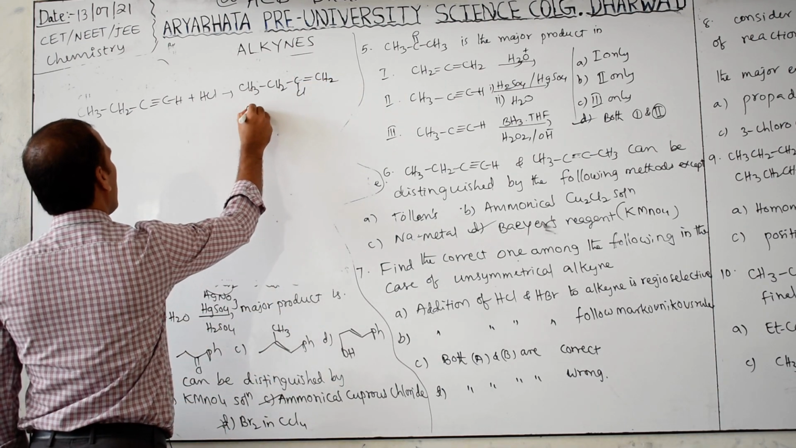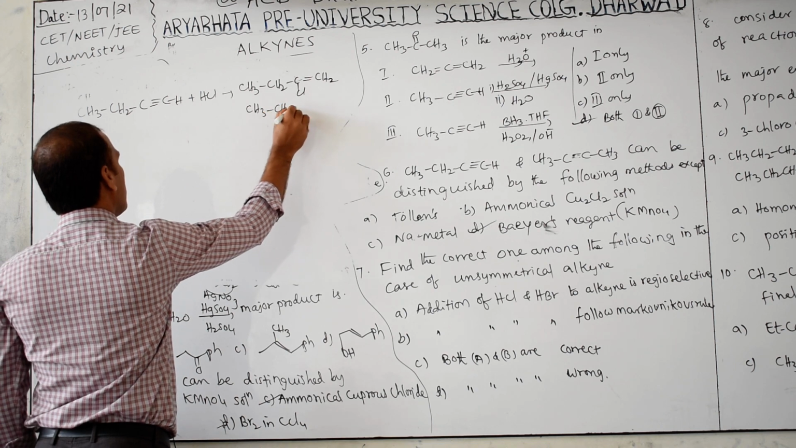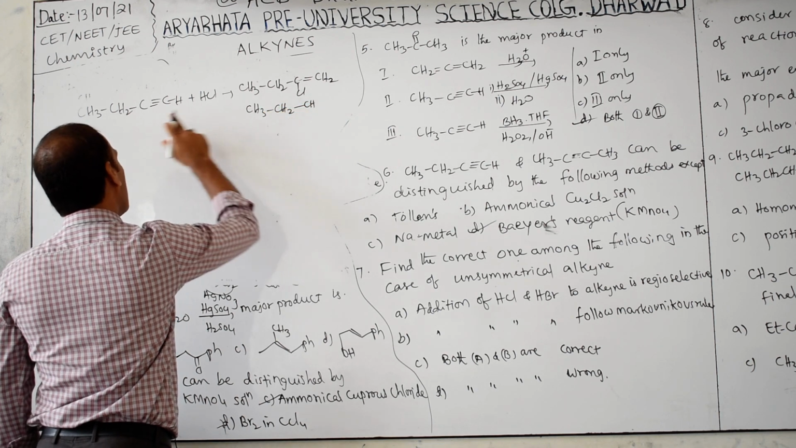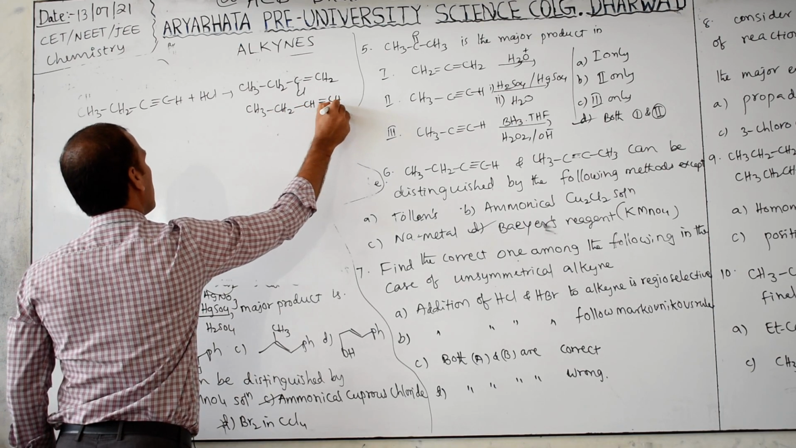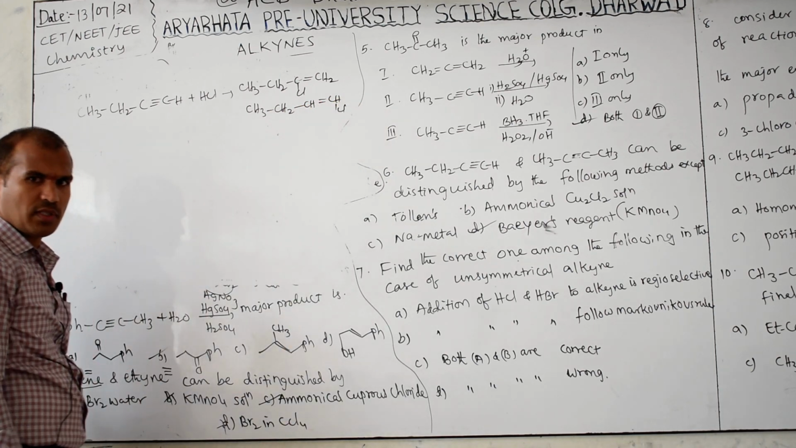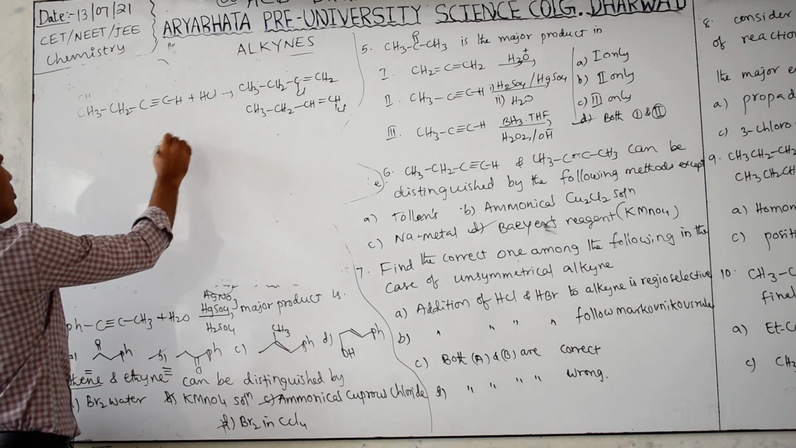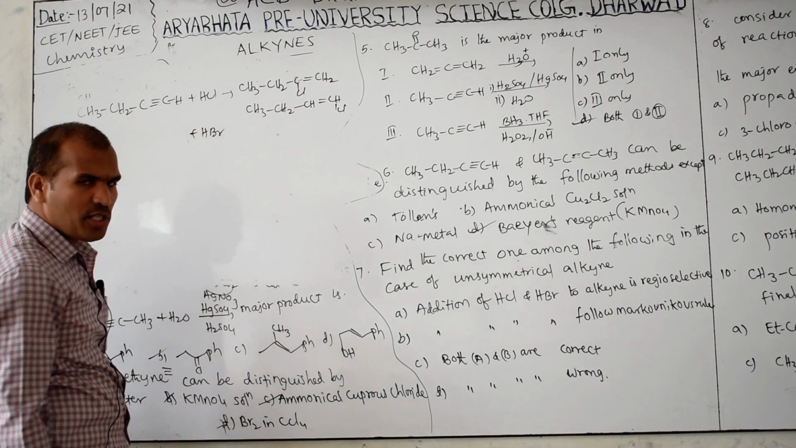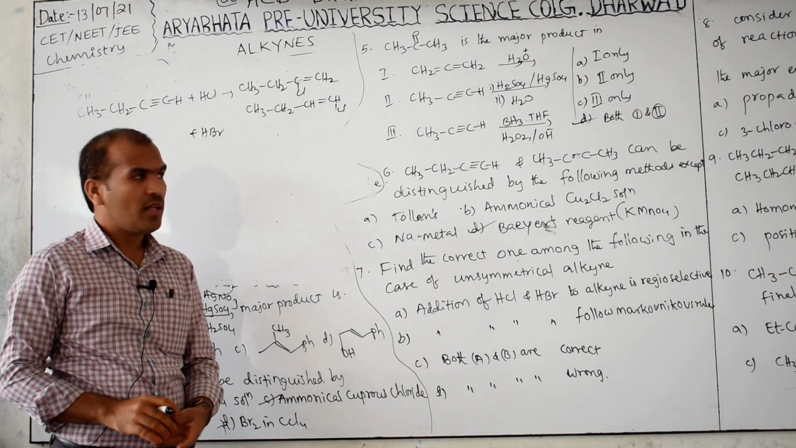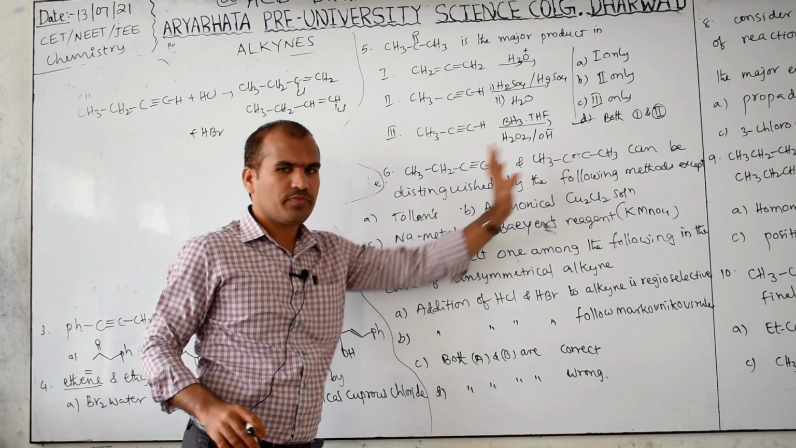Otherwise it may attack like this also. CH3 CH2 CH, H added here, Cl added here, double bond CH Cl. Clear? Another possibility, what is that? HBr. HBr also adds the same way like this. Regioselective meaning, what is that? Now you can take this one.